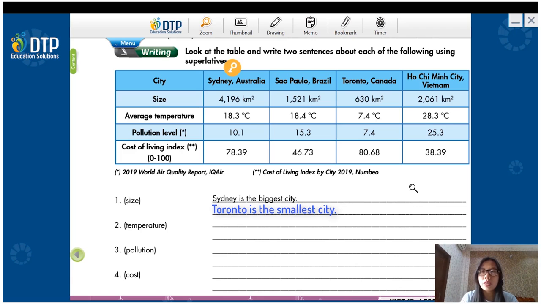Hottest and coldest. Which city is the coldest?